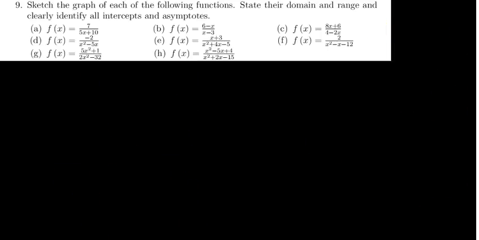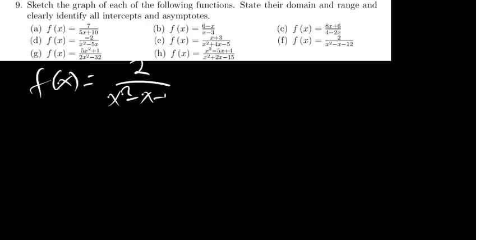So let's now go to part F, where we have f of x equal to 2 divided by x squared minus x minus 12. To find the domain, we get the denominator not equal to 0, and we solve for x.